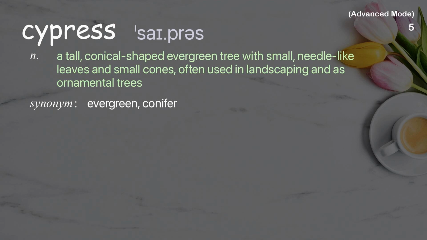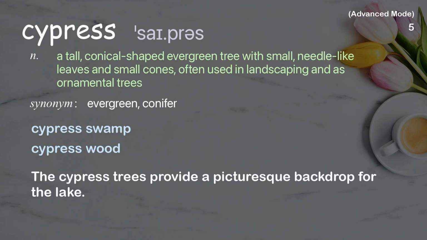Cypress. A tall, conical-shaped evergreen tree with small, needle-like leaves and small cones, often used in landscaping and as ornamental trees. Examples: Cypress swamp. Cypress wood. The cypress trees provide a picturesque backdrop for the lake.